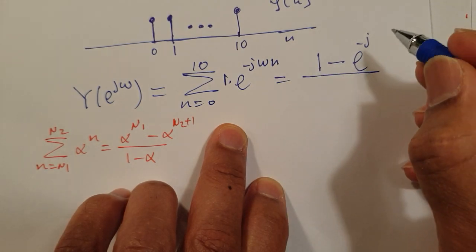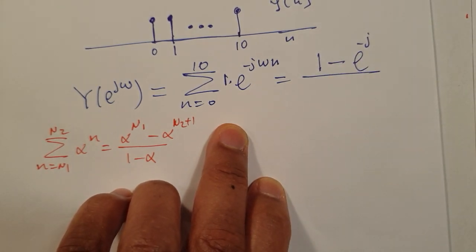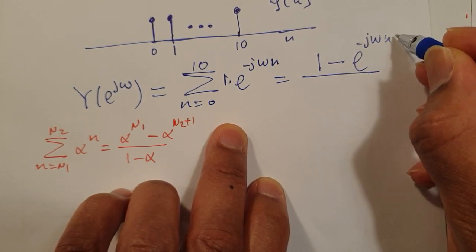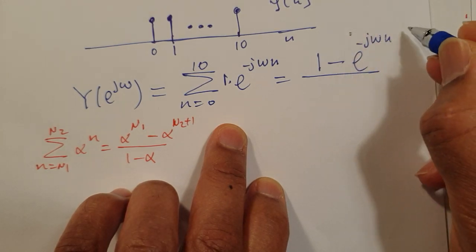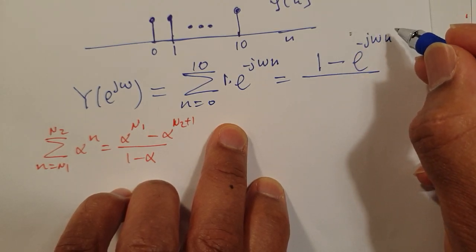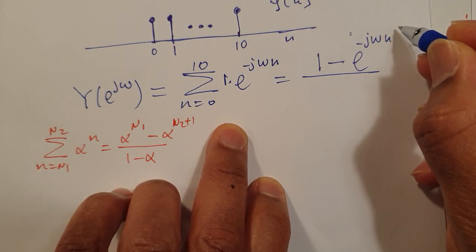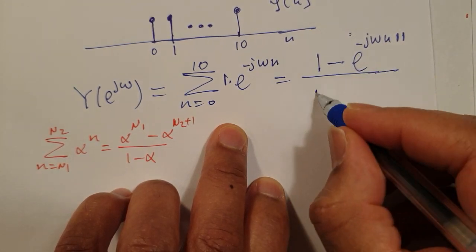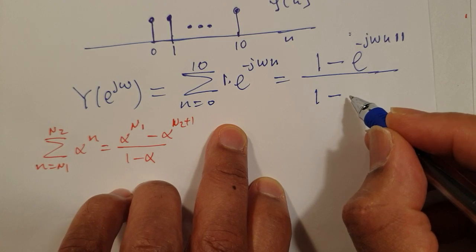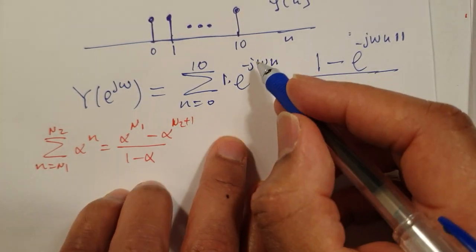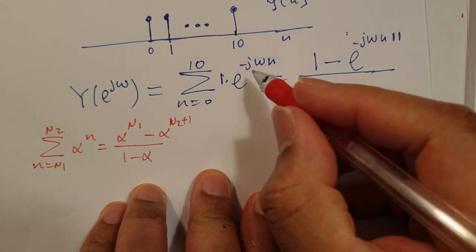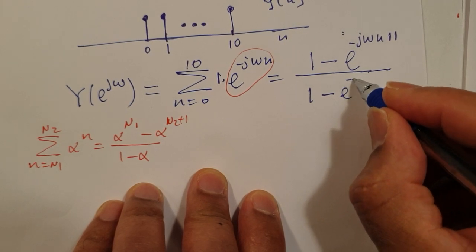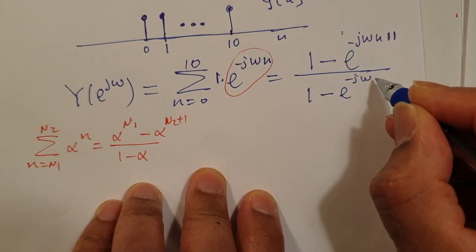when n is the upper limit, actually to the power of upper limit plus 1, which is 10 plus 1 is 11, so it's multiplying by 11, and 1 minus e to the minus j omega, which in this case is our alpha, to the j omega n.